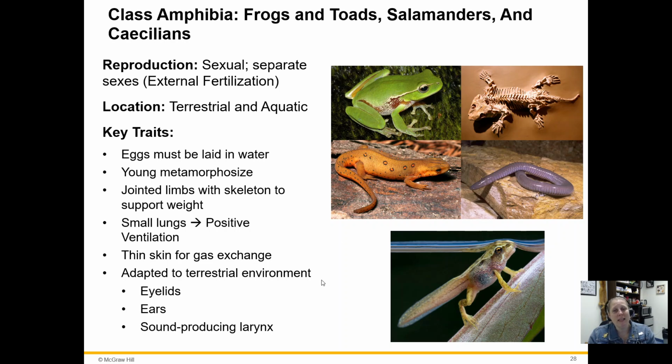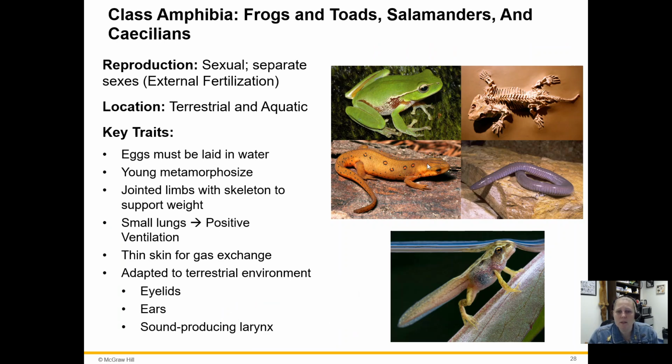They do have very thin skin, and they are going to do a lot of gas exchange through their skin. So like our earthworms, they do still need to be very damp. If you find a dried out frog or a dried out toad, someone who hasn't been in water long enough, they're going to dehydrate and they will start to die. They have eyelids, they have ears, they have a sound producing larynx. So we know that this group very early moved onto land and then stayed on land, but stayed very close to water environments. They have that skeleton to support their weight.